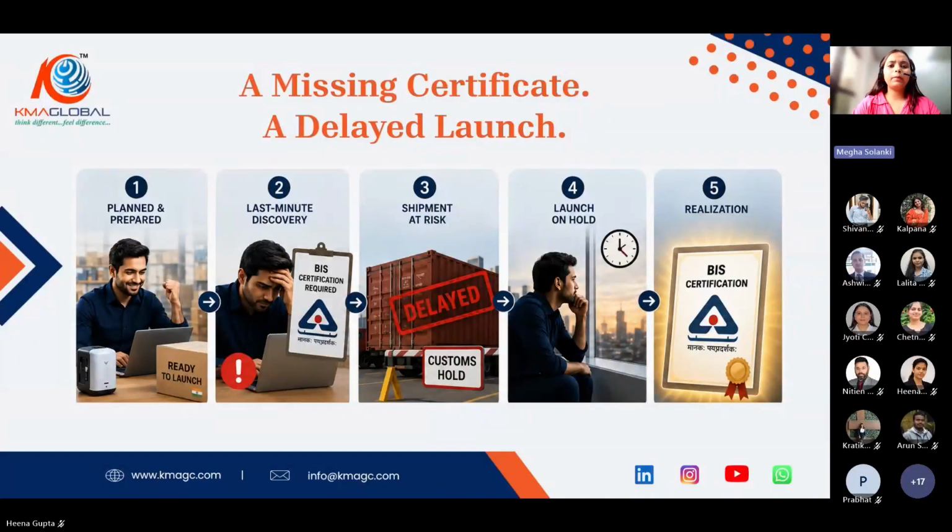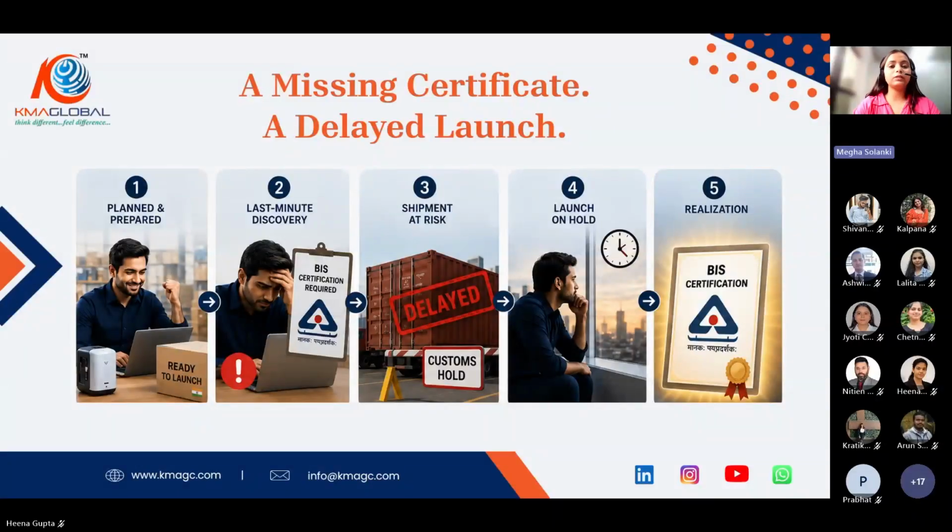Before I move to the main topic of today's webinar, I would like to share one short story with you. There is one large manufacturing company that decided to enter the Indian market. After months of research, they finally found buyers in India, received orders from them and started producing quality product. Everything was going well and smoothly.